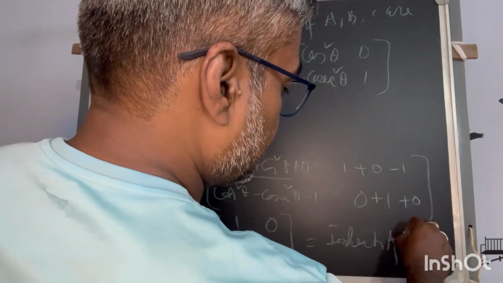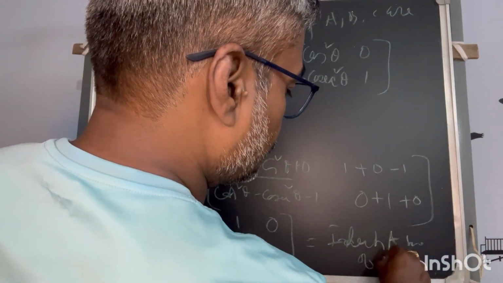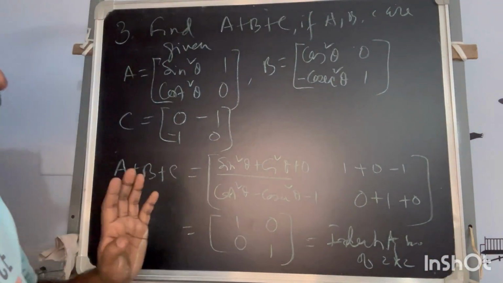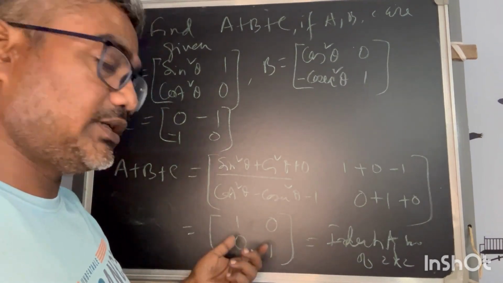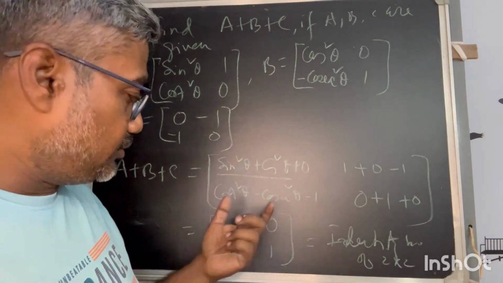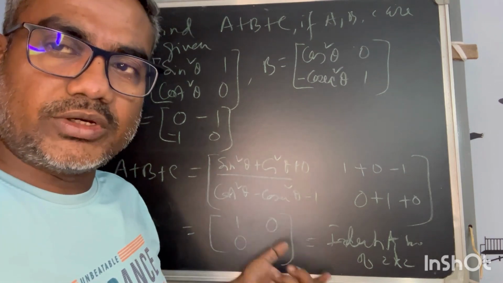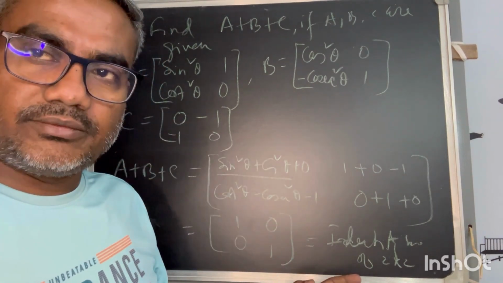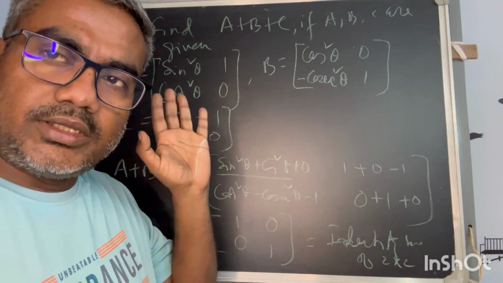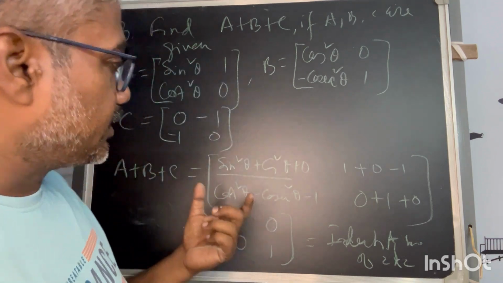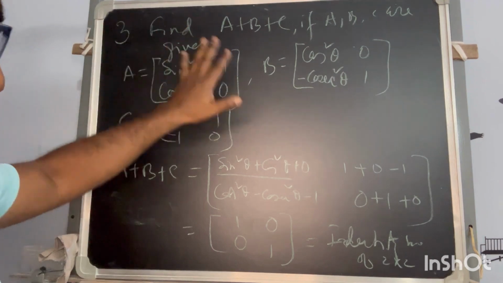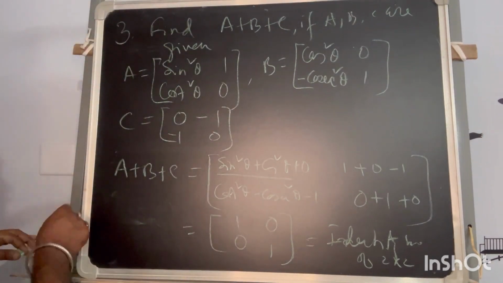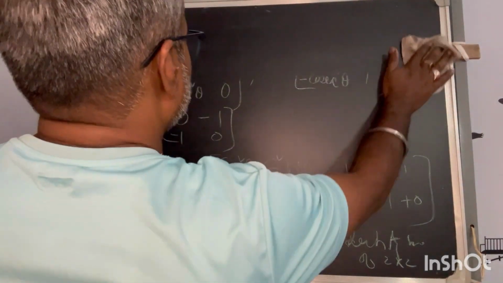Identity matrix of order 2 cross 2. You need not write it, but for understanding or revising, just keep thinking about what you are getting, what is relevant and related to that. Keep it in your mind, so that everything will be revised all together at a time. Okay, so this is the third sum. Now we'll move on to the fourth sum.